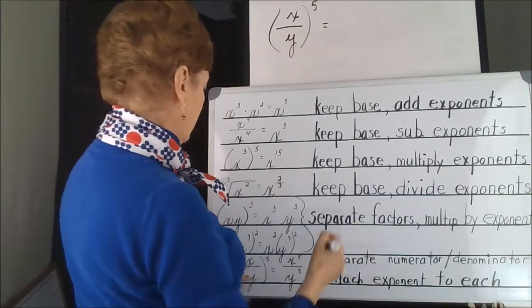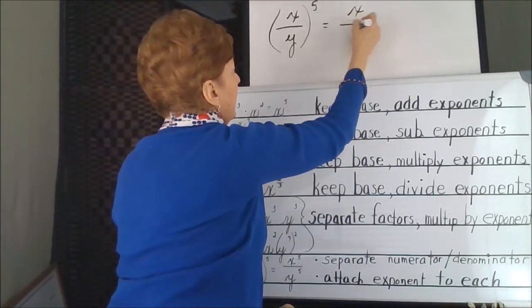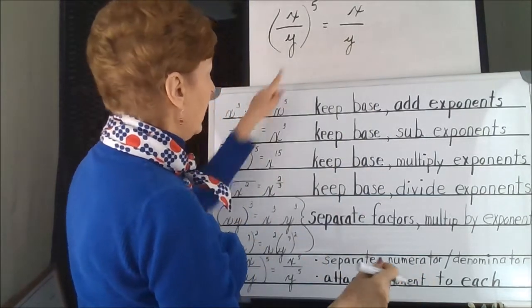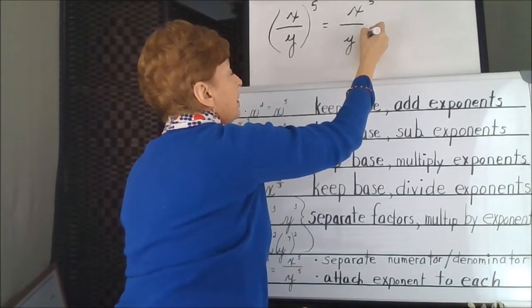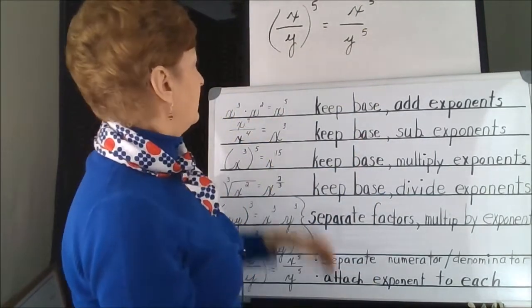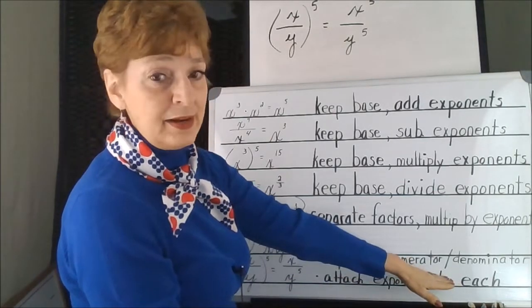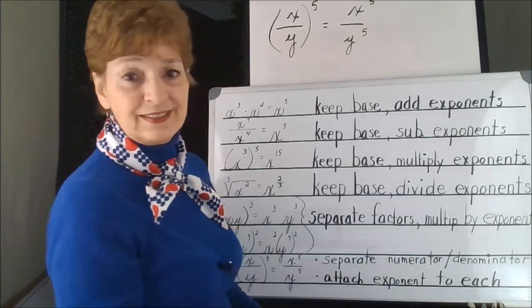In this case, we're going to take our x out and the y out separately. We're going to separate those out, and the exponent gets put onto both of them. So it's separate the numerator and denominator, and then attach the exponent to each.